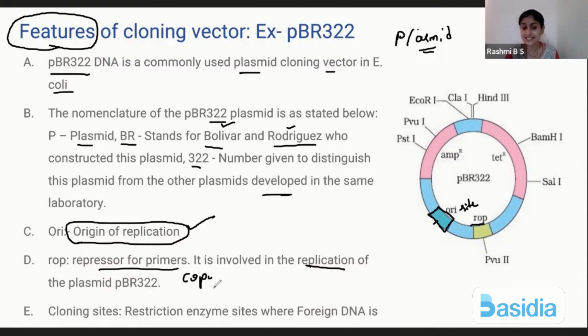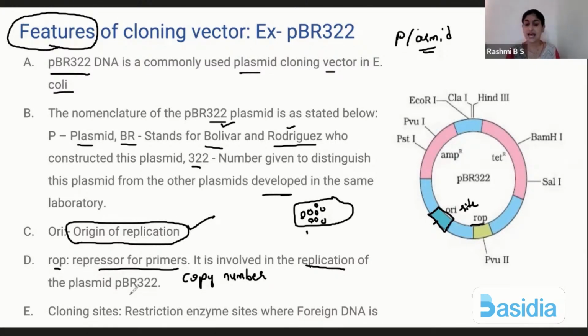Copy number, in the sense, a bacterium can have a plasmid and this plasmid is undergoing replication. That means inside the bacterial cell, the plasmid is replicating. It's increasing in its number. So how many plasmids are there? This is the original plasmid. From this original plasmid, so many replications happen. So this is copy number. This will be regulated by ROP, repressor for primers.